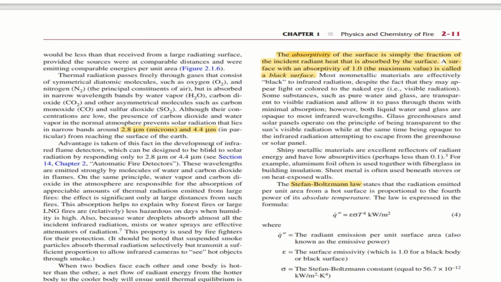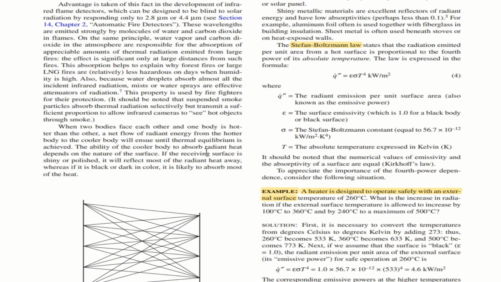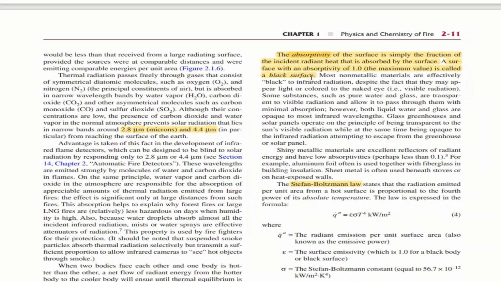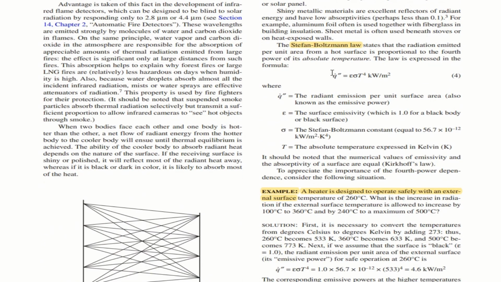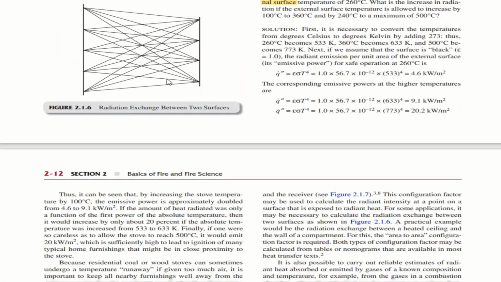Apart from this, we have here regarding the black surface and the absorptivity, the definitions I will read for you. The absorptivity of the surface is simply the fraction of the incident radiant heat that is absorbed by the surface. A surface with an absorptivity of 1 is called a black surface, and you have the formula for Stefan-Boltzmann law here. Once again, just go through these things.